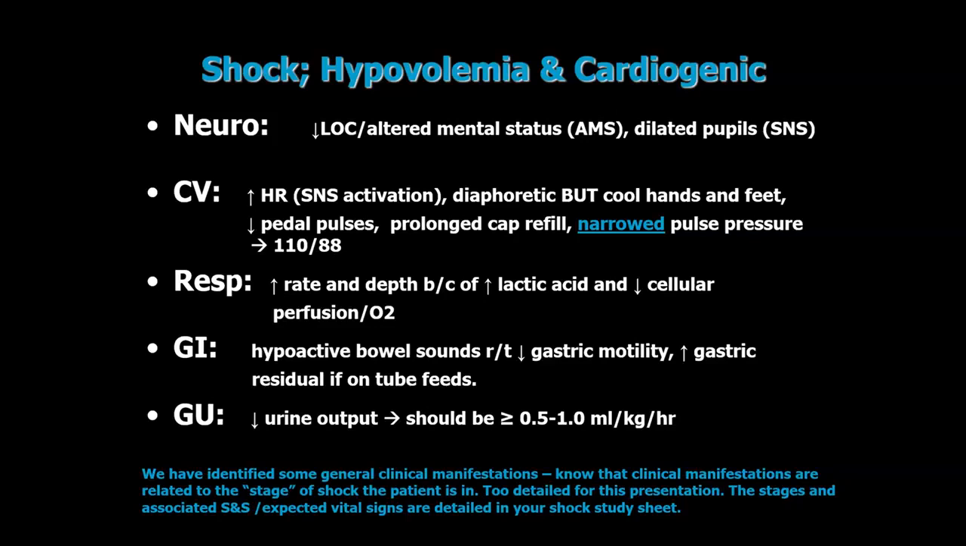But the sympathetic nervous system is your fight or flight. And so you need really good vision. You need to be able to see in the dark and in the light. And so the sympathetic nervous system, because you're running from the bear or the saber-toothed tiger, will cause dilation of the pupils. Cardiovascular-wise, you're going to see an increase in heart rate.